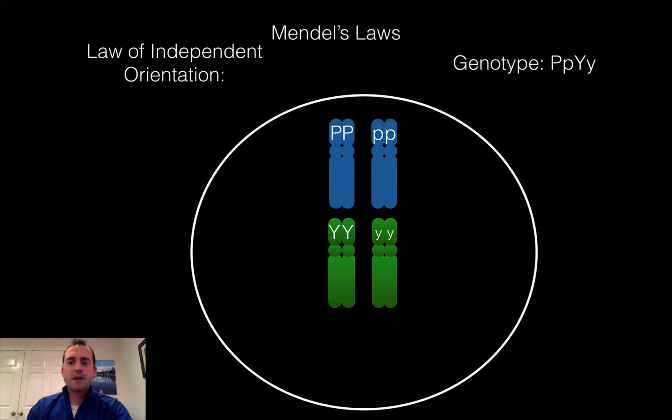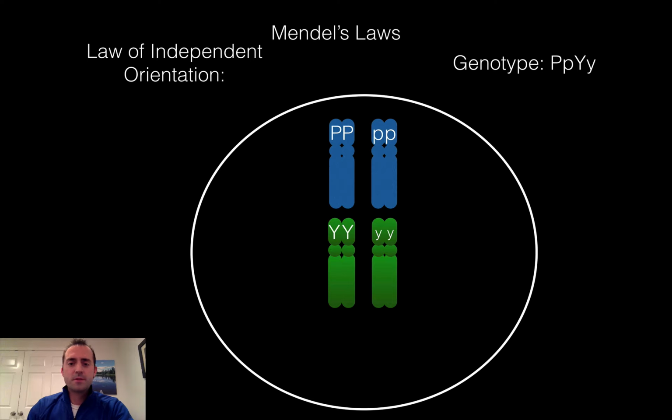So let's take the genotype big P, little p for purple flowers, but also big Y, little y for yellow seeds. This individual is heterozygous for both, but they carry all four possible genes. A purple gene for purple flowers, a white gene for white flowers, lowercase p, a big Y for yellow seeds, and a little y for green seeds.